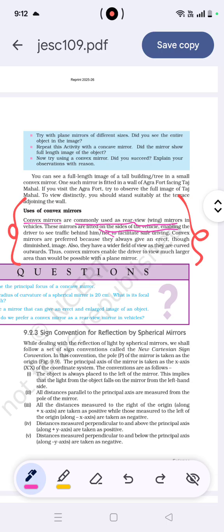Convex mirrors are preferred because they always give an erect image, though diminished. They also have a wider field of view as they are curved outward. Thus convex mirrors are used so the driver can view a much larger area, which wouldn't be possible in a plane mirror.